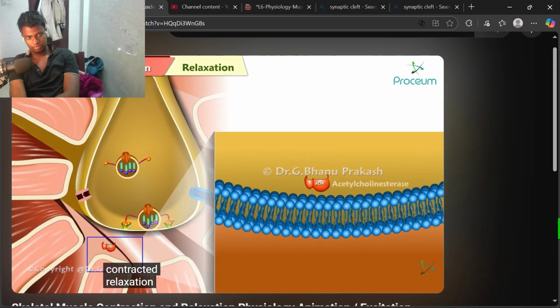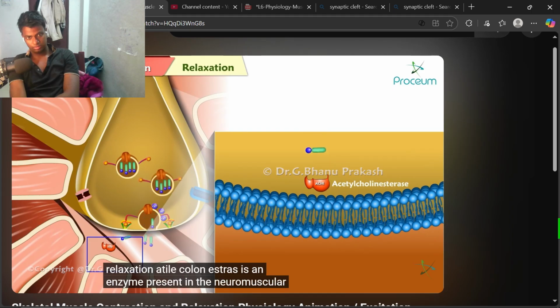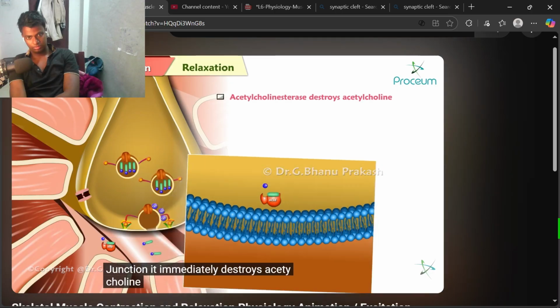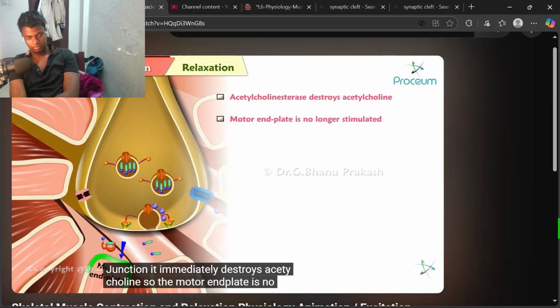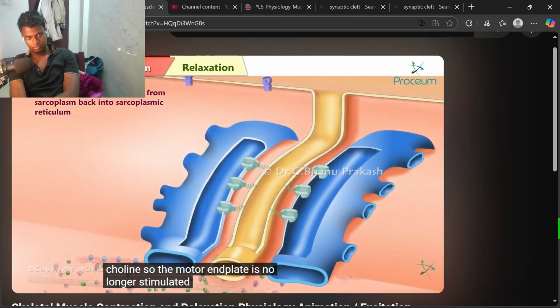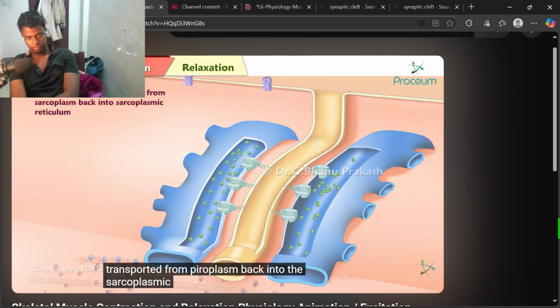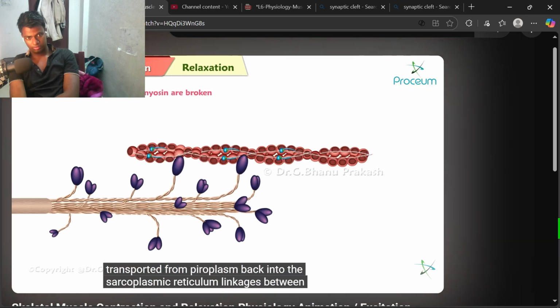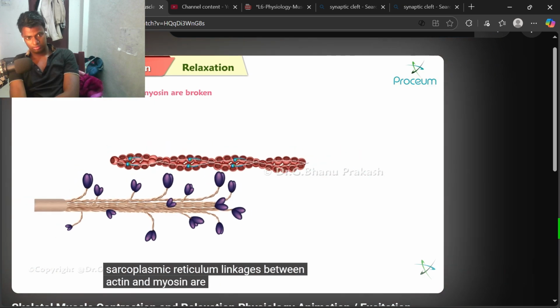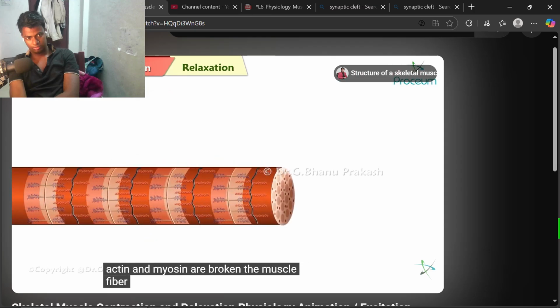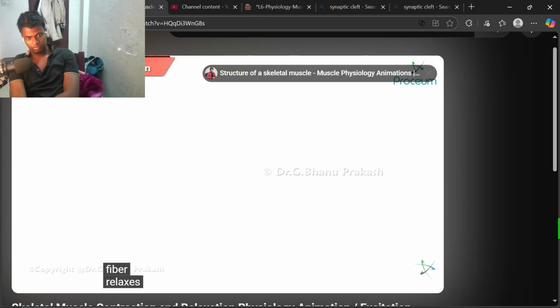Relaxation. Acetylcholinesterase is an enzyme present in the neuromuscular junction. It immediately destroys acetylcholine, so the motor end plate is no longer stimulated. Calcium ions are transported from the sarcoplasm back into the sarcoplasmic reticulum. Linkages between actin and myosin are broken. The muscle fiber relaxes.